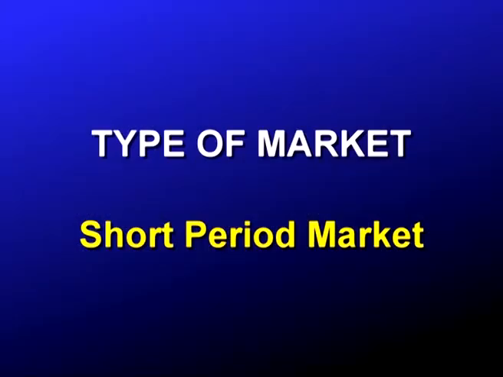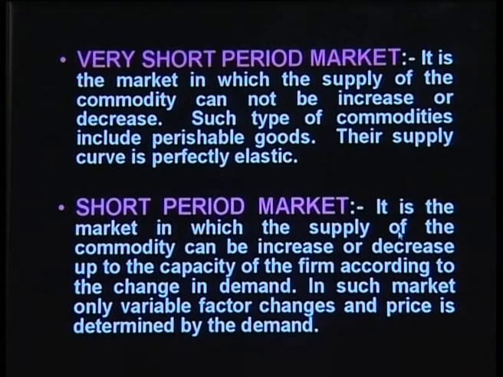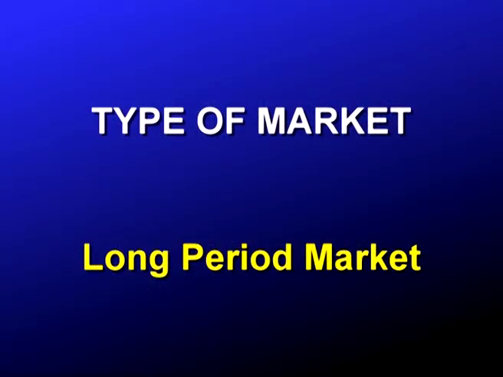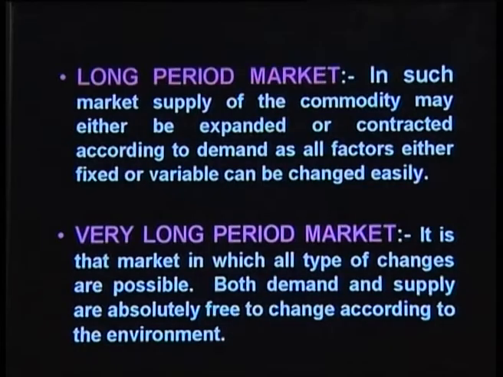On the other hand, a short period market is that market in which the supply of the commodity can be increased or decreased up to the capacity of the firm according to the change in demand. In such a market, only the variable factor changes and price is determined by the demand. A long period market is that market in which market supply of the commodity may either be expanded or contracted according to demand, as all factors, either fixed factors or variable factors, can be changed easily.